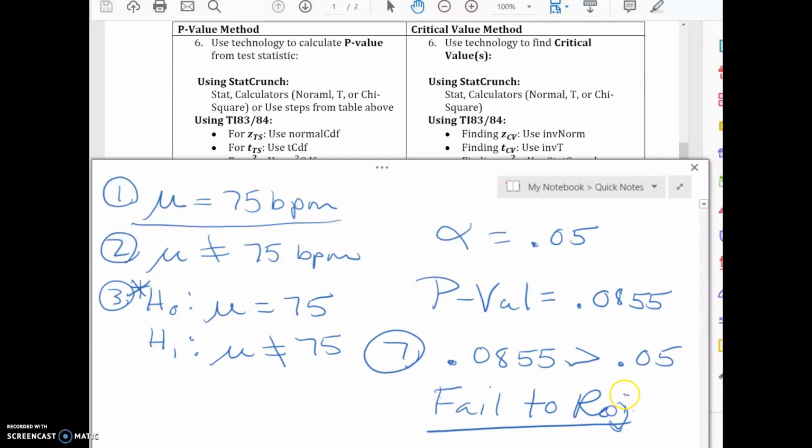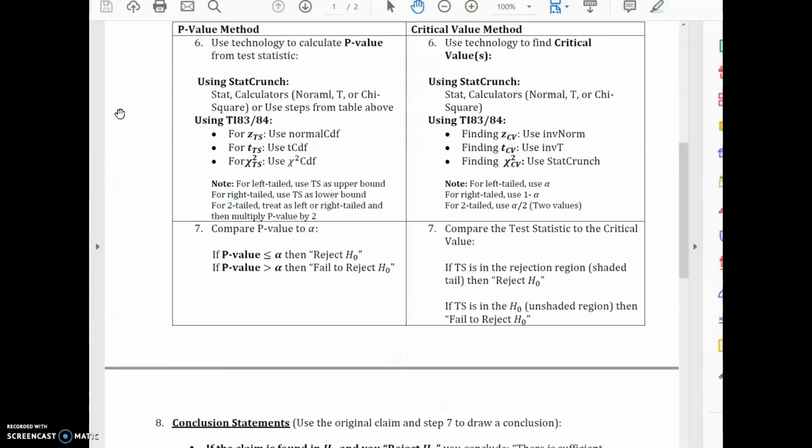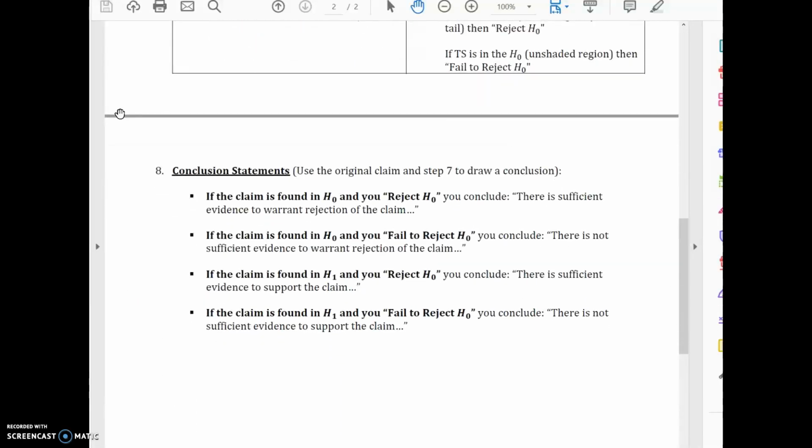So we fail to reject the null hypothesis. Okay? So because we failed to reject and our claim was in the null, we can go ahead and talk about our conclusion. We failed to reject, so we're here or here, and our original was in the null. So our conclusion is going to be there is not sufficient evidence to warrant rejection.